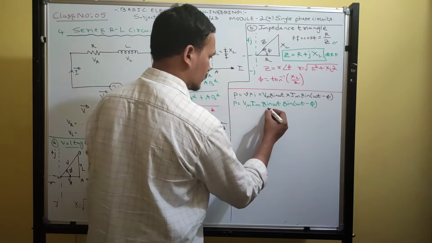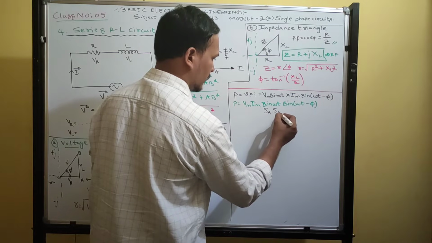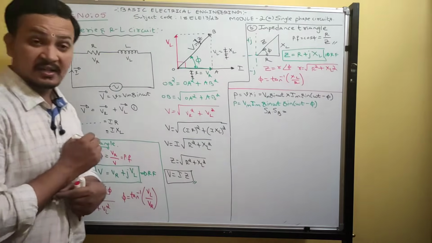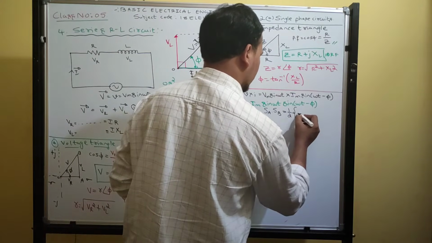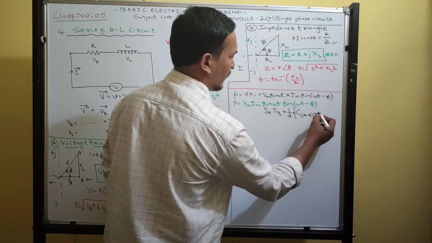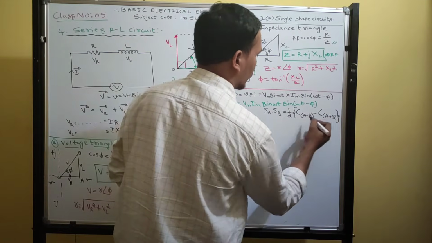Now these terms, sin A into sin B. These two terms are in the form of sin A sin B. What is the sin A sin B formula? 1 by 2 within the bracket cos(A minus B) minus cos(A plus B). Okay, this is the formula.